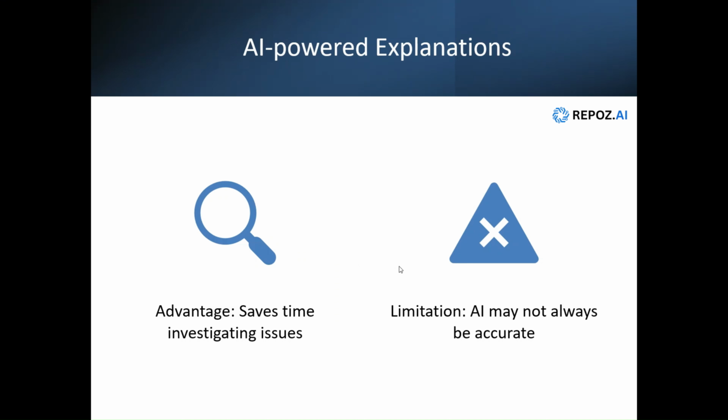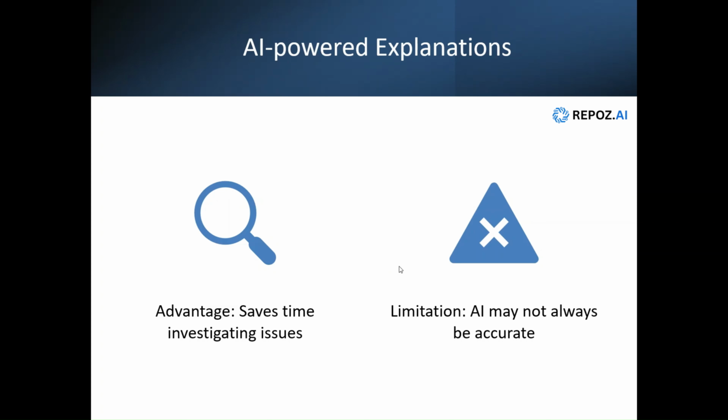Tableau Pulse uses AI to not only detect anomalies but also explain them. This helps users avoid manual investigation and immediately understand why something changed. Still, it's important to note that AI-generated insights are only as reliable as the data patterns and may not always be accurate.